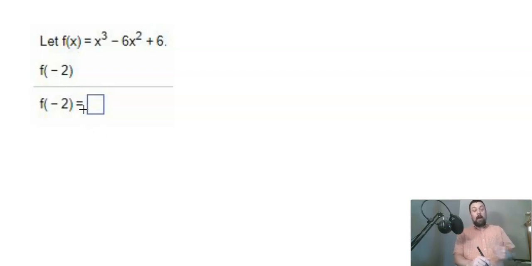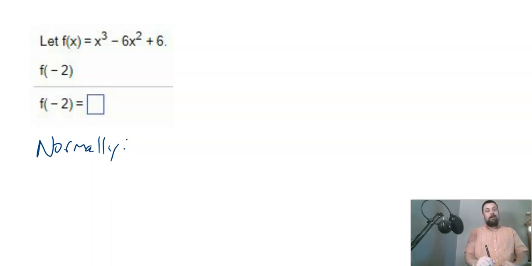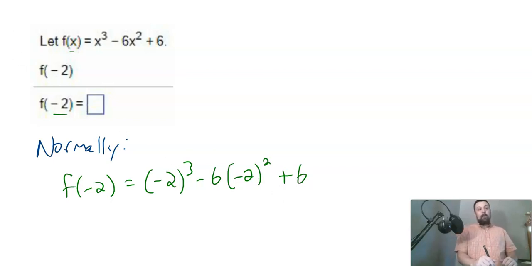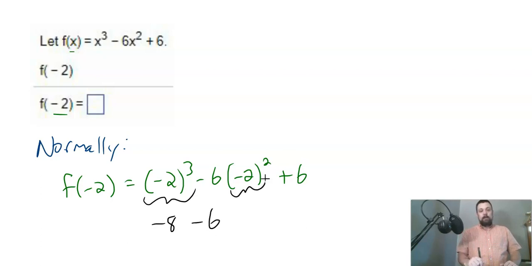Now normally, the way we would go about getting this answer is what we learned in chapter 2, using function notation. Everywhere there's an x, we replace it with negative 2. So we're going to have f of negative 2 equals negative 2 to the third power minus 6 times negative 2 squared plus 6, and then we would just simplify and we would have our answer. This is going to give me negative 8 minus 6 times negative 2 squared, which is positive 4, plus 6. And when you work that out, you get negative 26.